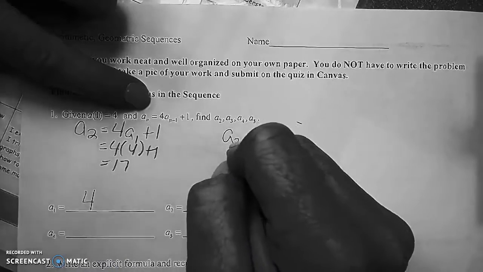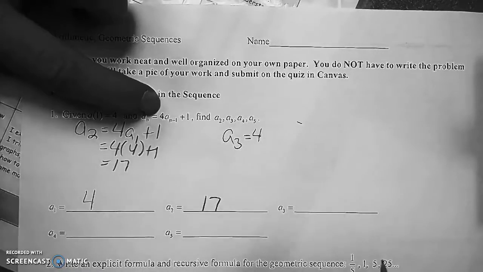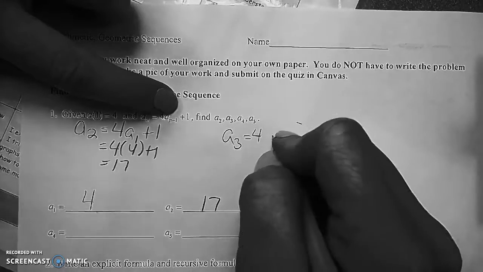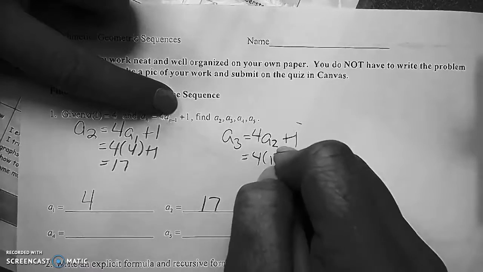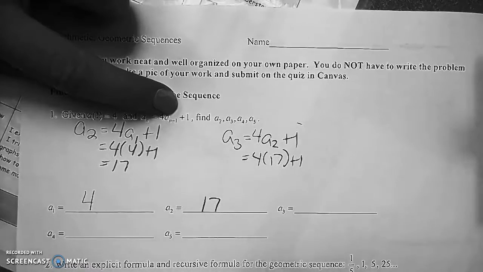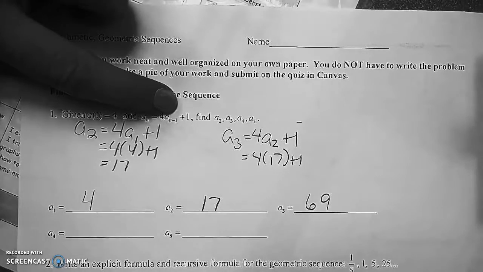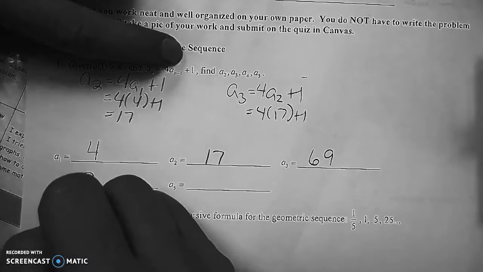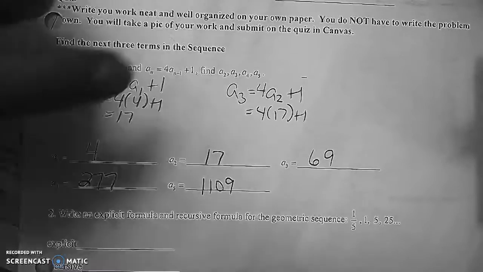If I want to find A of 3, notice I'm going to use my equation. I take 4 times A sub 3 minus 1. Well, that's A sub 2 plus 1. So I would have 4 times 17 plus 1, which ends up being 69. And there the process will just repeat. If you needed to see that, you can let me know. But I'll go ahead and tell you what those answers would be.